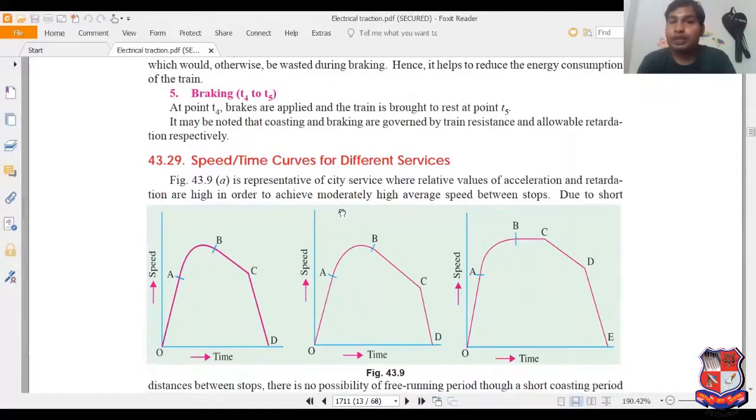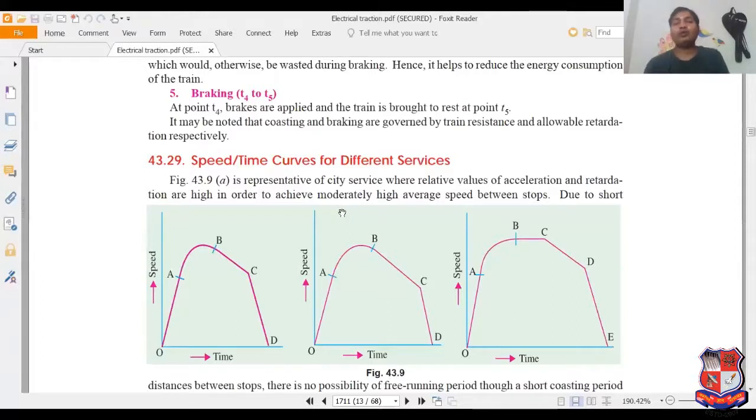Now, the speed time curve for different services. As we know, there are three broad categories of services: mainline service, suburban service, then urban service. In all these three, the most important difference is the distance between the two consecutive stations. So it is but obvious that in rural areas the distance between two stations is higher, and in urban areas the distance between two stations is low.